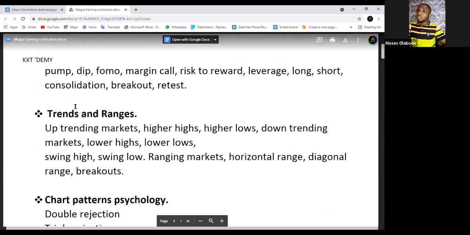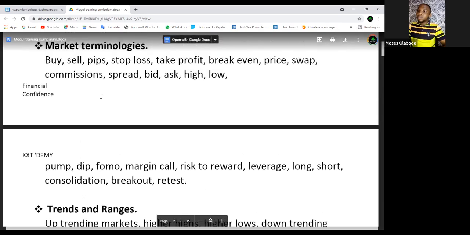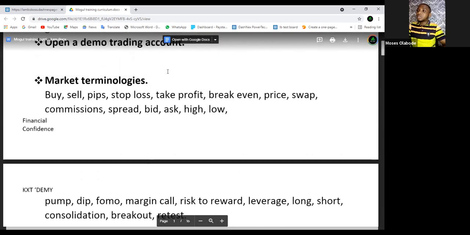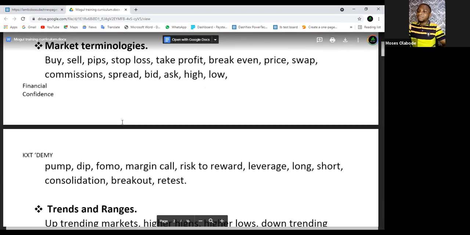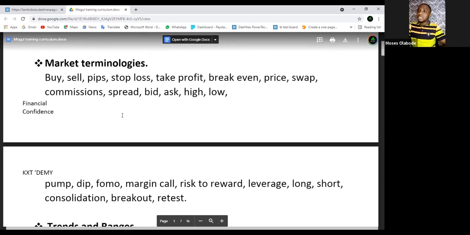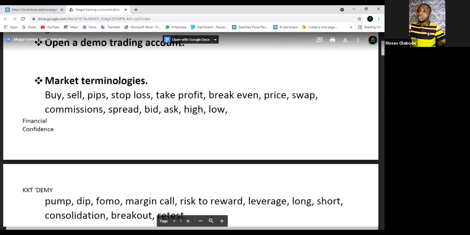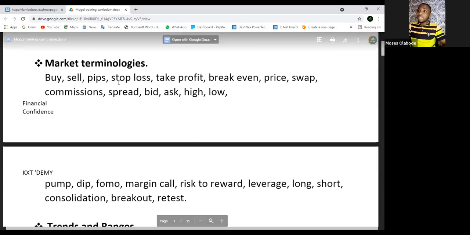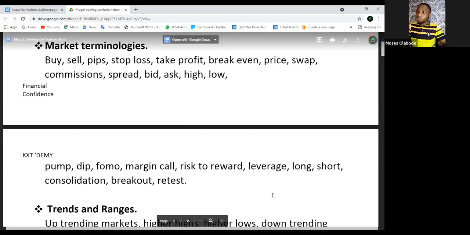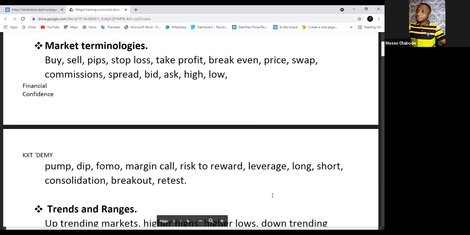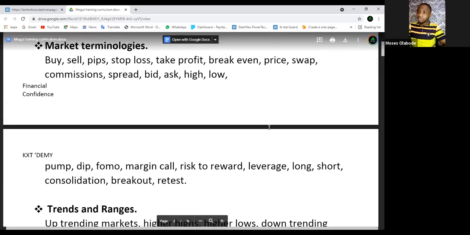So these are market terminologies that we should talk about. Okay, if you understand everything I've said so far, let me know. I know the next class is going to be on Monday, weekdays, 6 o'clock, same time on weekdays. If you understand everything I said so far, let me know.